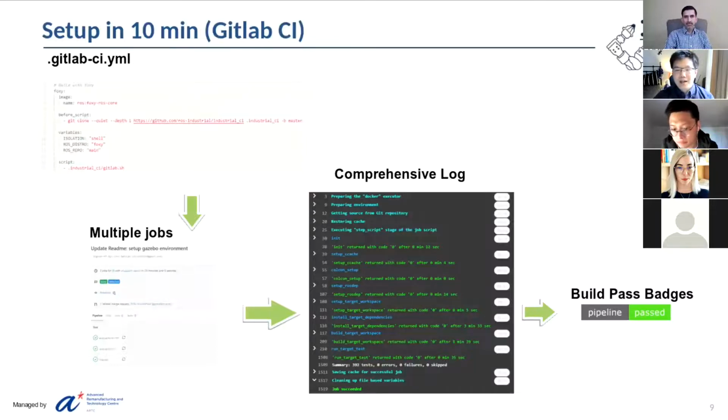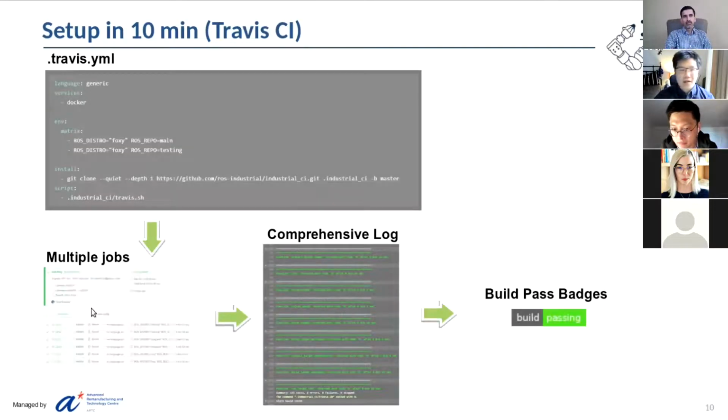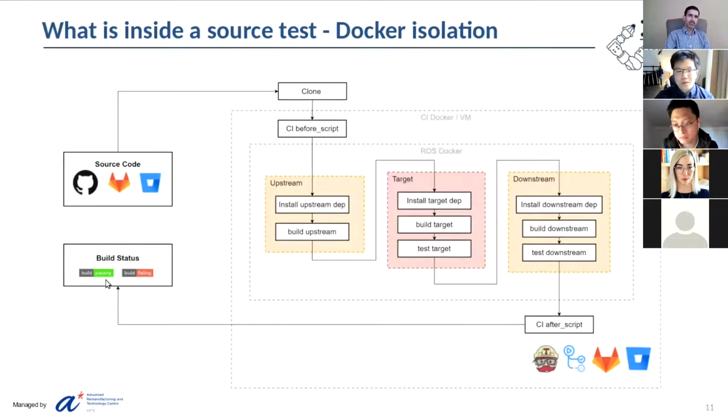Next, for GitLab CI, similar things can be done, and it can also work with various private repositories as well. And similarly for Travis. Okay, let's go into details on what happens during a source test defined by Industrial CI. Recently, Industrial CI allows you to specify the layer of isolation for your source test process. So let's first look at the Docker isolation scheme, which is the default scheme from before.